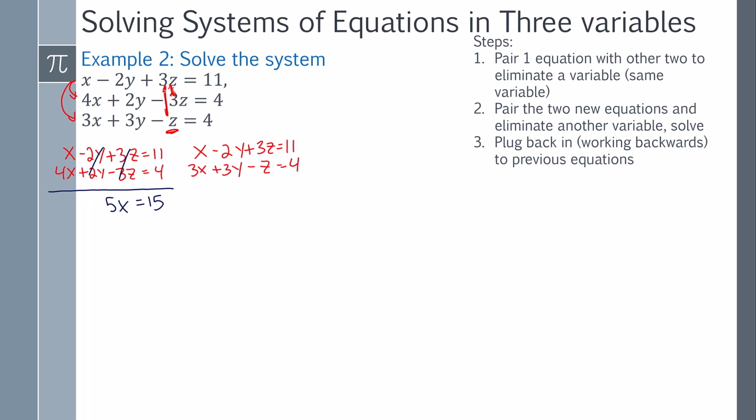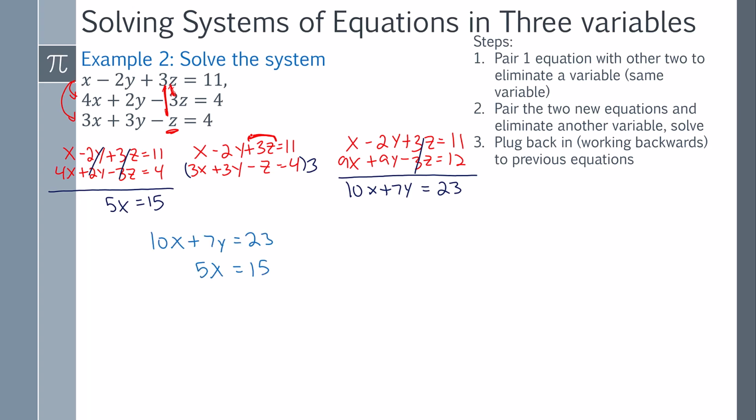So let's look at the other equation. They're not quite opposites yet, so I need to multiply the bottom equation by 3. Now, if I do that, you get 9x plus 9y minus 3z equals 12. Now they're opposites, so I can add them together, and they cancel out. Now, normally, you're going to pair those two new equations and eliminate another one, but one of them already has a variable by itself. So just solve it.